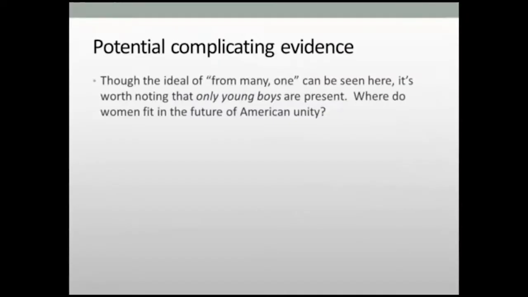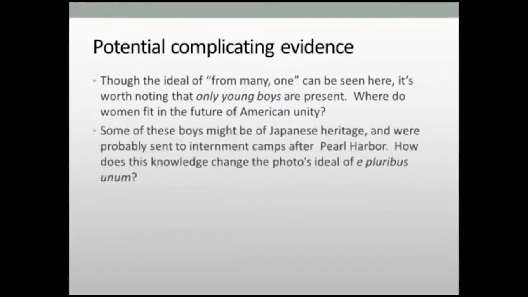Our second possibility requires us to think about the background and context of this photo. This is 1940, remember, just before World War II. After the 1942 attack on Pearl Harbor, the United States sent many of its Japanese American citizens to internment camps under suspicion of their being spies. Some of the boys in this photo might be of Japanese heritage and were probably sent to those internment camps if so. How does this knowledge change the photo's ideal of E pluribus unum, especially if we're arguing that it's a moment of progress? In both cases, we've noticed how a broad claim for unity among all people still leaves some people out, and how the photo's representation can help us speak about that issue.